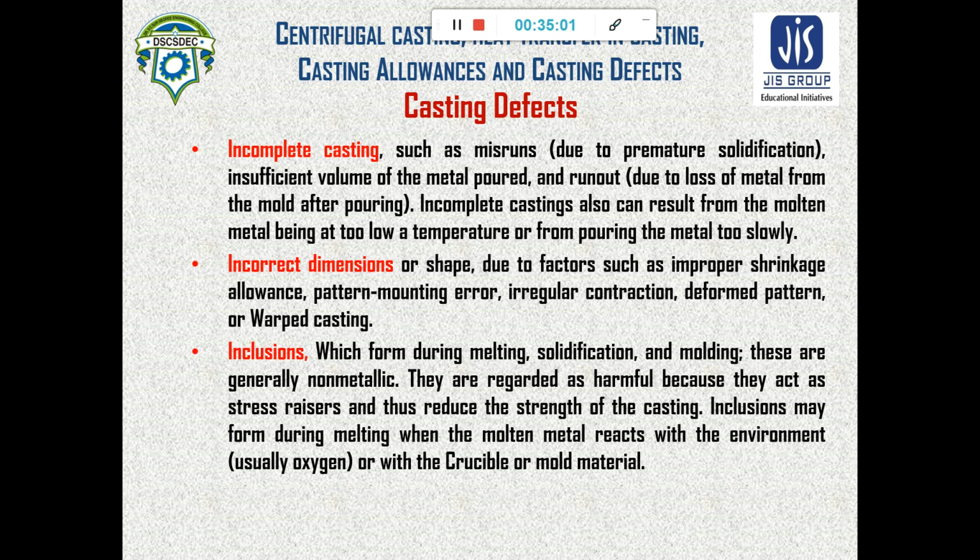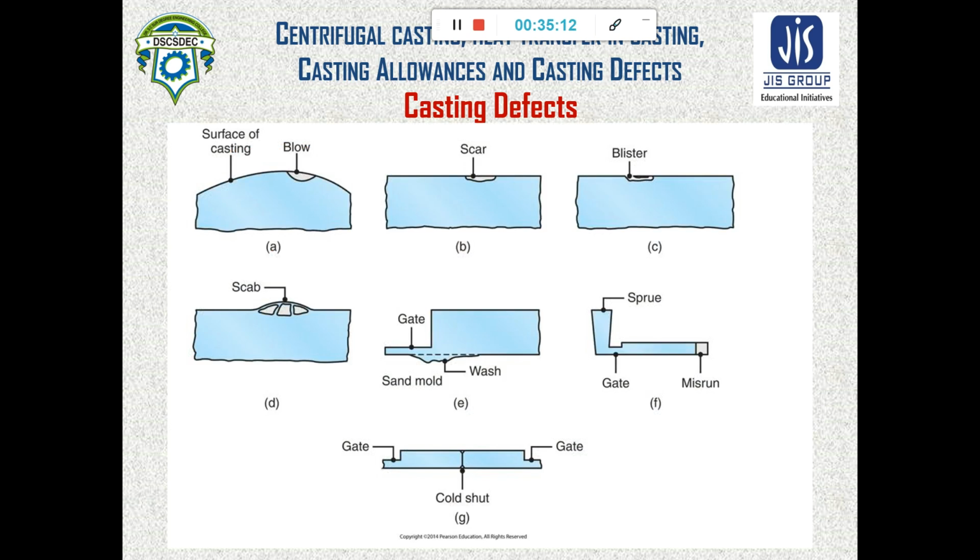And there can be inclusion, that means sand particles can be included in the casted metal or final product, that is known as inclusion type of defect. So here are some casting defects: the first one is blowhole, second is scar, this is blister, this is drop, this is wash, this is misrun, and this is cold shut. These are the types of casting defects.